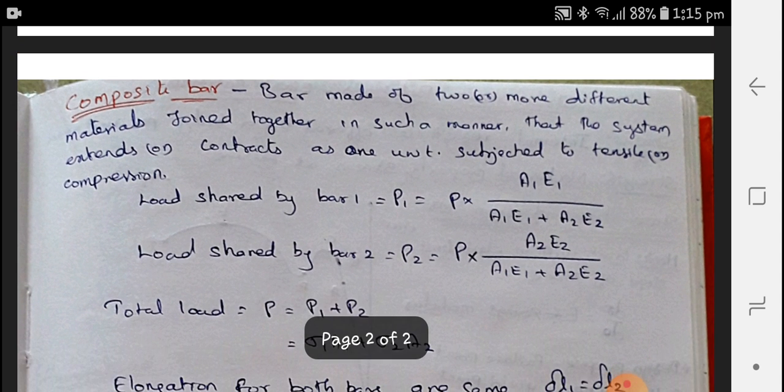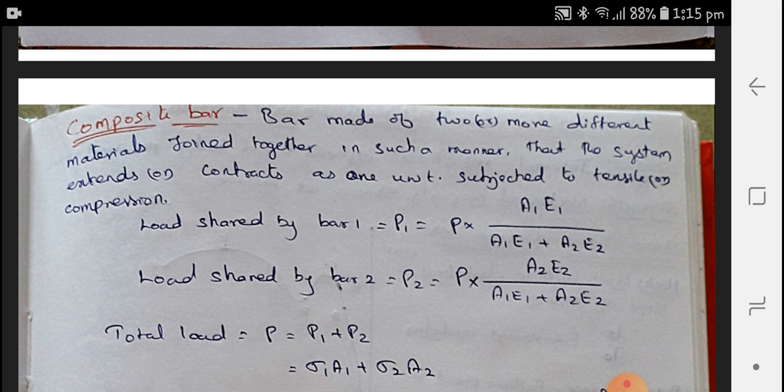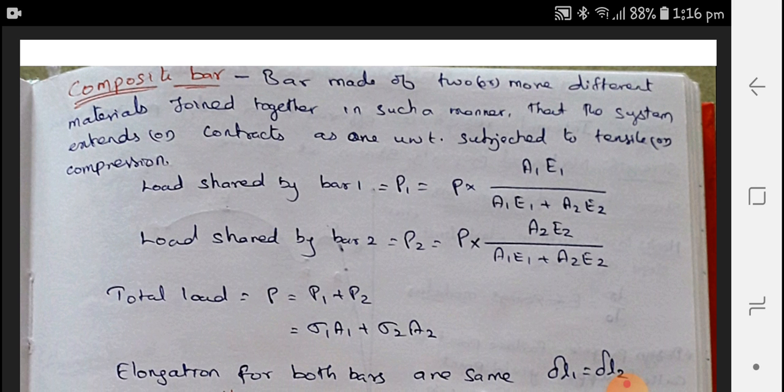Next, we go with the composite bar. What is meant by a composite bar? Composite means if two or more different metals or materials are rigidly together in such a manner that the system can extend or contract as a unit. The best example of a composite is our body. We have a brittle material called bone, and there are elongated materials like muscles, tissues, nerves, and skin. Therefore, it is a best example of a composite bar.